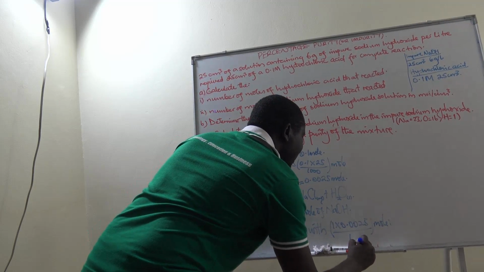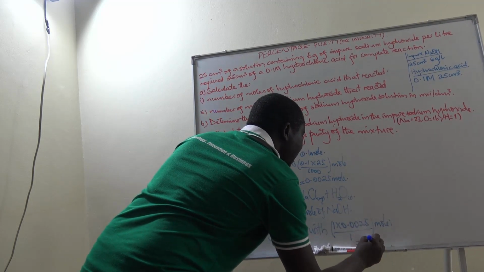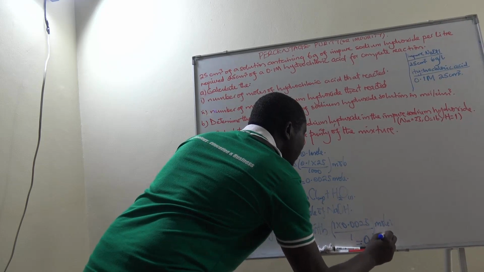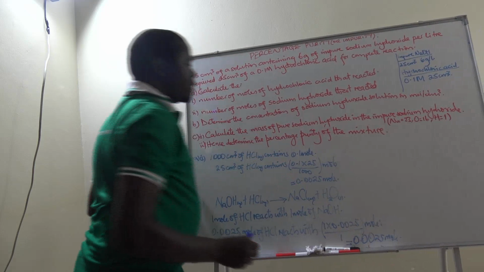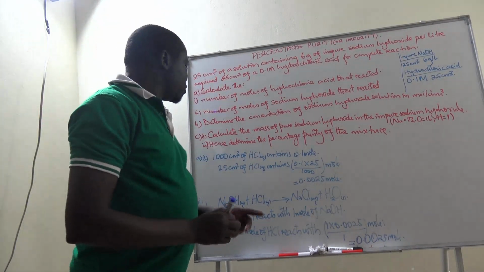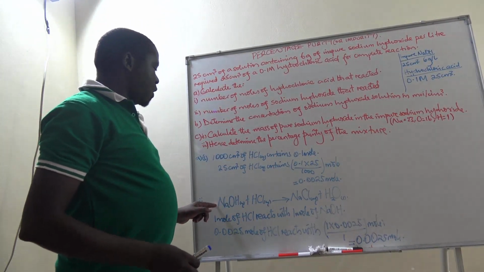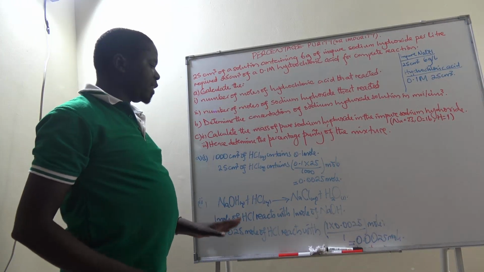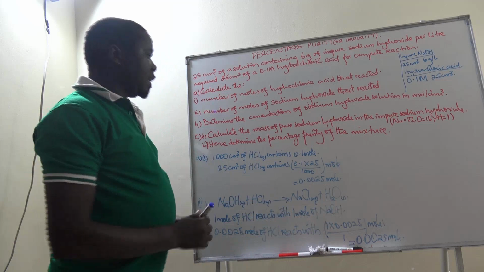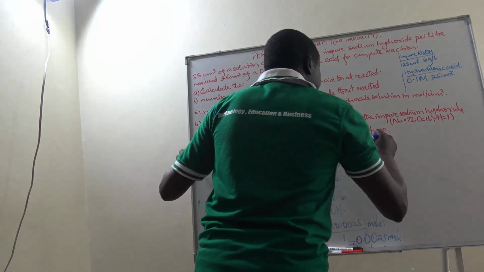And what do we get in this case? It will be 0.0025. The unit remains mole. You can see that the number of moles are the same. That's why the mole ratio is 1 to 1. We have used the mole ratio to get the number of moles of sodium hydroxide that reacted from first principles. Now, let's go to the next part.